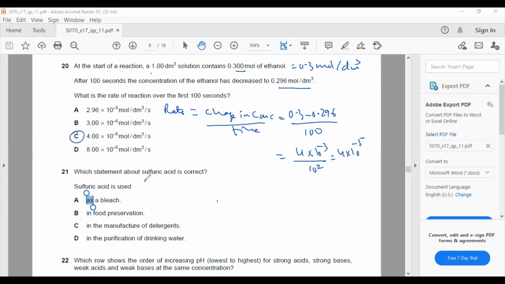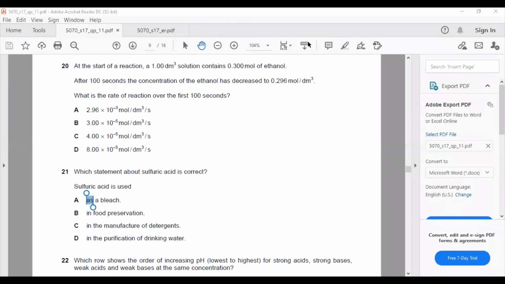Okay, sulfuric acid, 21 is very easy. Question 21 is about the uses of sulfuric acid. It's not used as bleach, it's not used as food preservation, yes, in the manufacture of detergent and fertilizer.